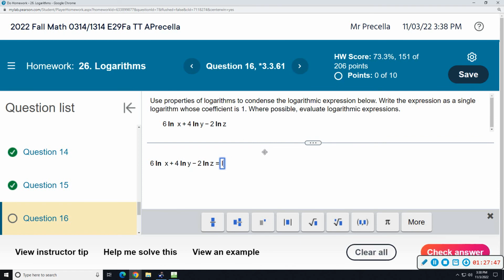I'll type in my ln in. Don't you like these natural logs? Only 2 letters, you don't have a subscript. Am I going to need a fraction bar? Yes, because of the minus. Okay, what have I got on top? Call it out as if I were the student: x exponent 6. So we have x to the 6.